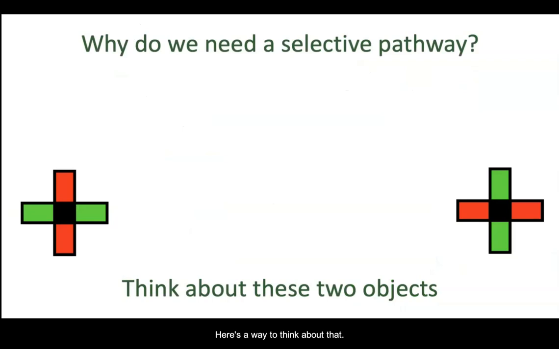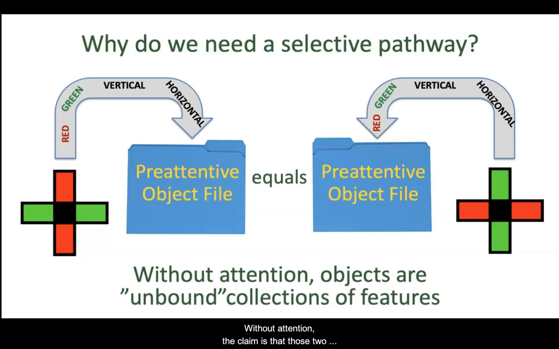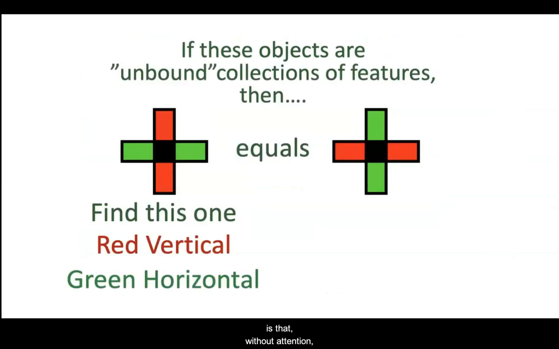Here's a way to think about that. Think about these two objects. Without attention, the claim is that those two objects are the same preattentive objects, the same unattended objects. They are both red and green and vertical and horizontal. And the result of that is that without attention, they're effectively the same.